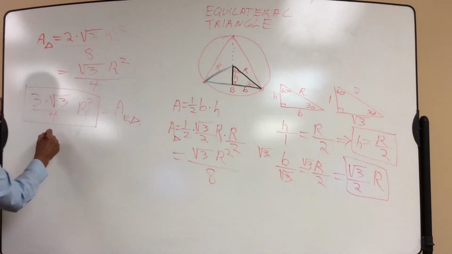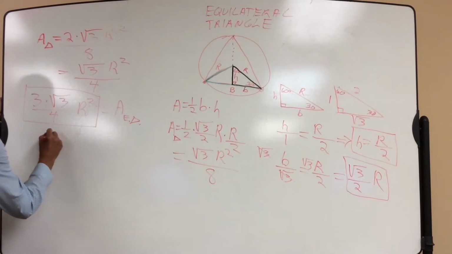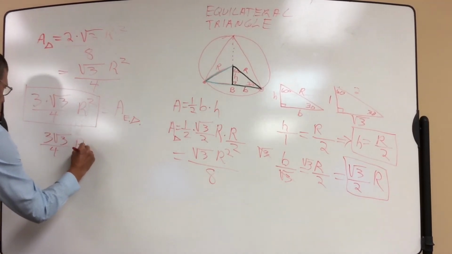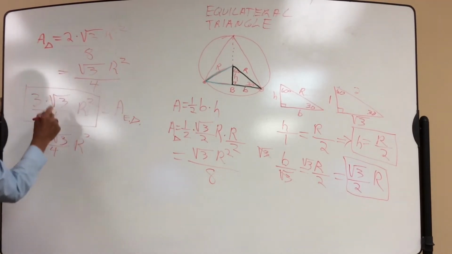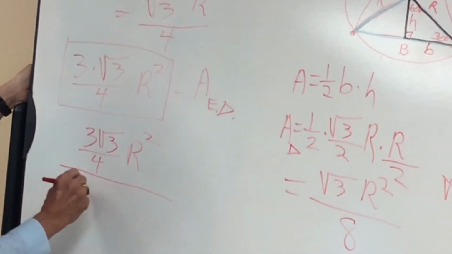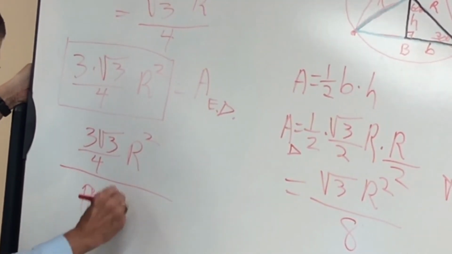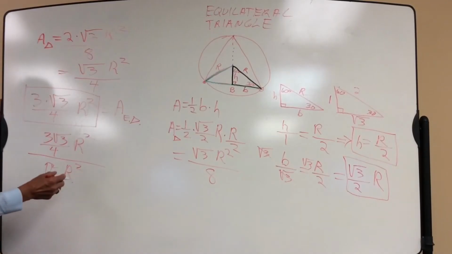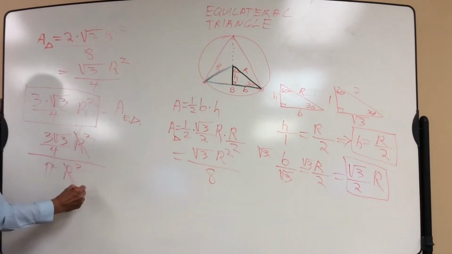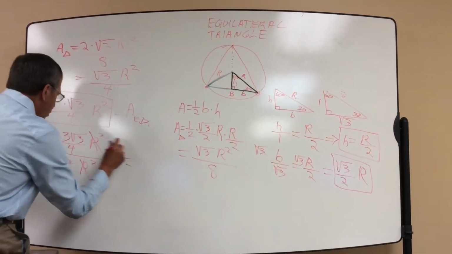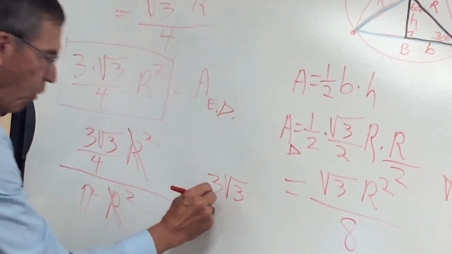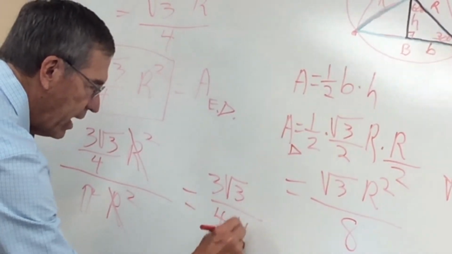Well, let's form a ratio. So we'll take 3 square root of 3 over 4 r squared, that's the triangle, divided by the circle. Now the area of the circle is going to be pi r squared. Now a nice thing happens here. We have r squared on the top, r squared on the bottom. They will cancel out. And that leaves us on the top 3 square root of 3. We have a 4. And we have a pi.